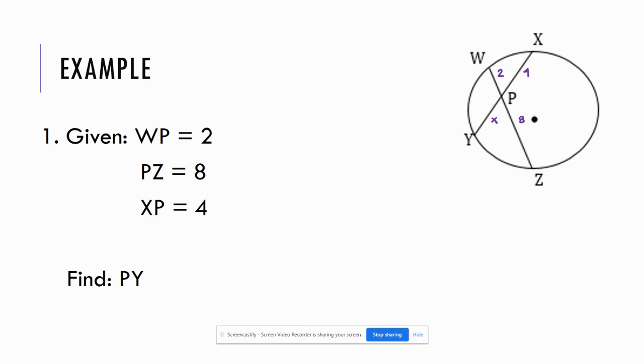So using that chord-chord power theorem, I can take 2 times 8, multiply them together like this, and set that equal to 4 times X. So 2 times 8 is 16. 4 times X is still 4X. To solve for X, I'm going to divide both sides by 4. X turns out to be 4. Now, because X is representing PY, and that's what I'm trying to find, this is my answer.